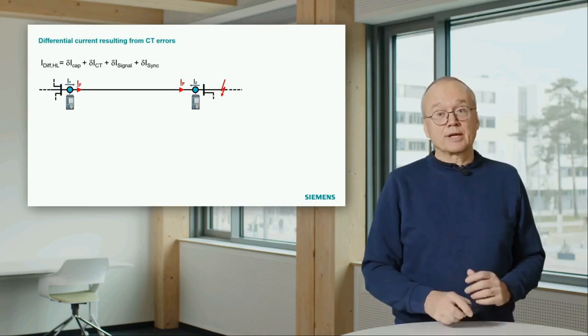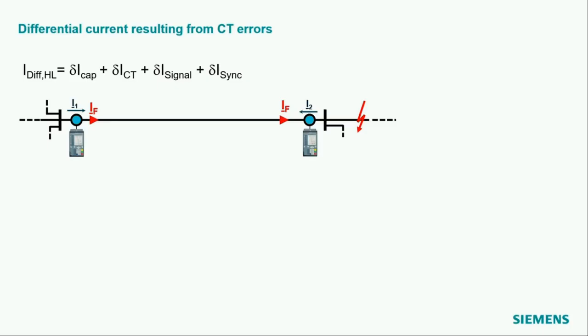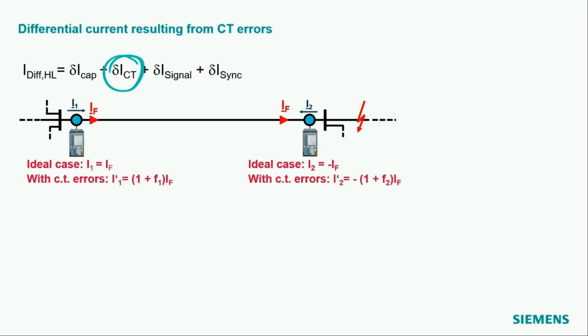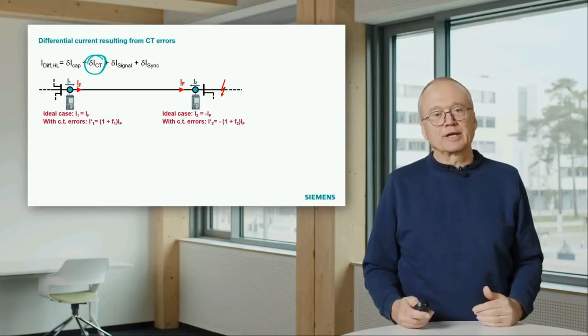Second thing is the current transformer errors. That means we are talking now about this part here in the equation. And the current transformer errors are especially critical for external faults. For this situation, we have a fault on the next line and we expect our relay not to trip. We already discussed the ideal case. One side measures fault current coming in, the other side measures the fault current going out. With current transformer errors, we do not measure exactly the fault current.